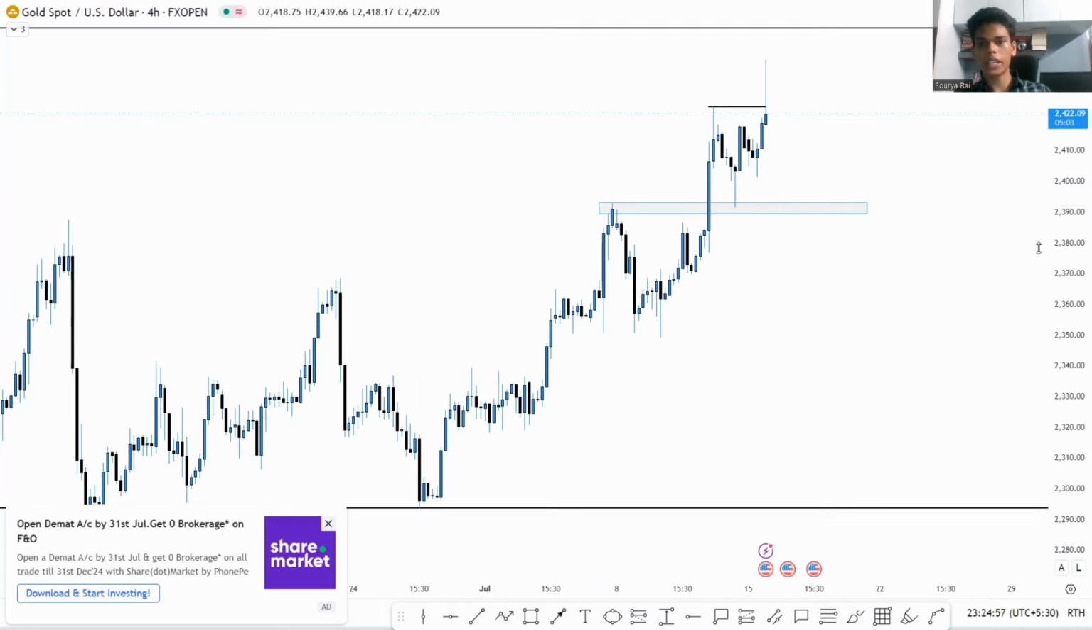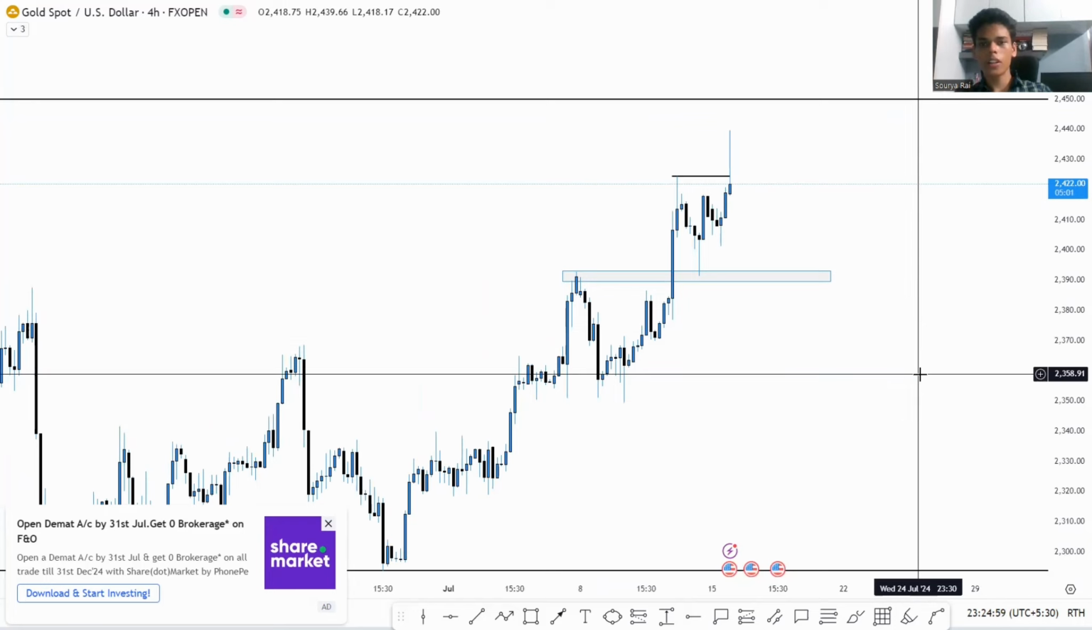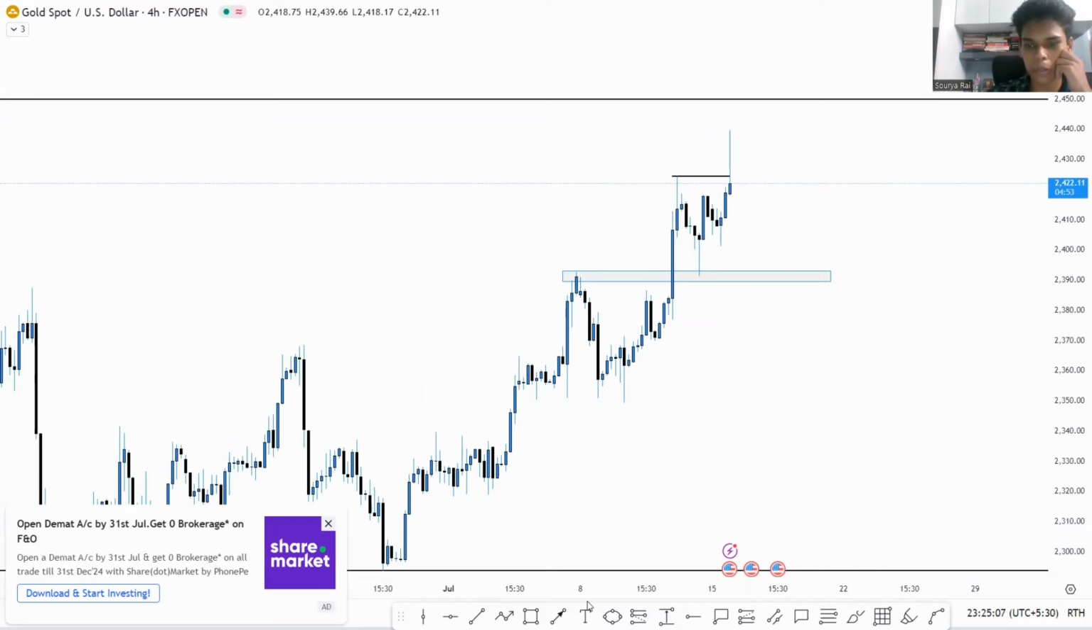Looking at the weekly time frame and the daily, creating a series of higher highs and higher lows, and also the 4-hourly looks pretty good.